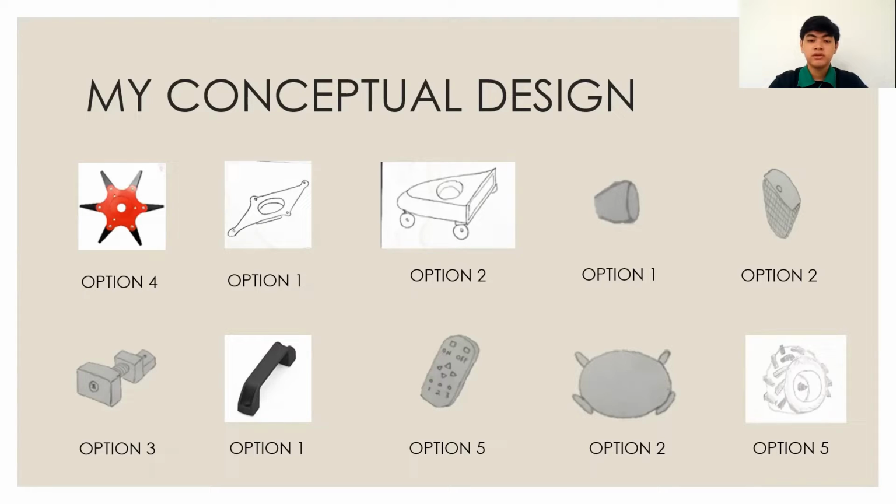Next, for the steering part, I choose option 2 because it seems easy to move at every angle. Finally, for the tire part, I choose option 5 because the tire contact area with the ground looks easy to move on any surface.